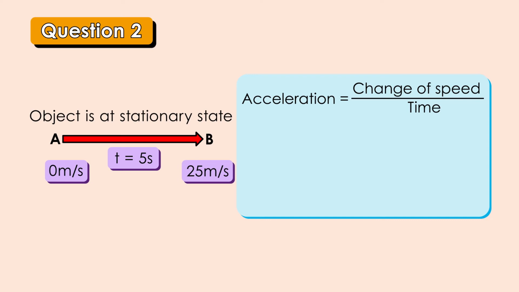Now we substitute what is given. The change of speed is 25 meters per second as the final speed minus the initial speed, which is 0 meter per second. Therefore, acceleration is 25 meters per second divided by 5 seconds. How do we get the unit for acceleration? You are right. We derive the unit for acceleration by observing that the unit given for speed is in meter per second and time is in seconds. Thus, meter per second divided by second is equal to meter per second square. Hence, the acceleration of the object is 5 meter per second square.